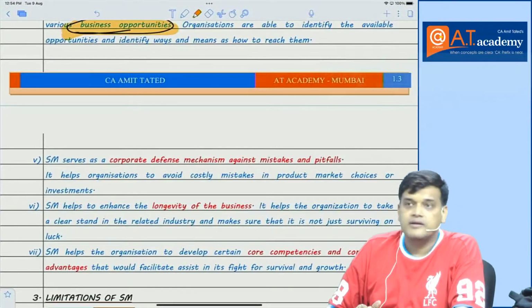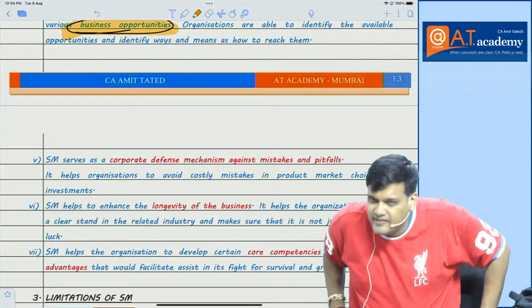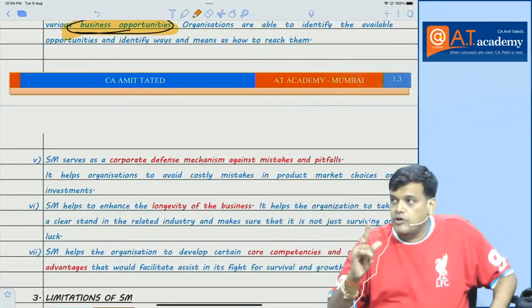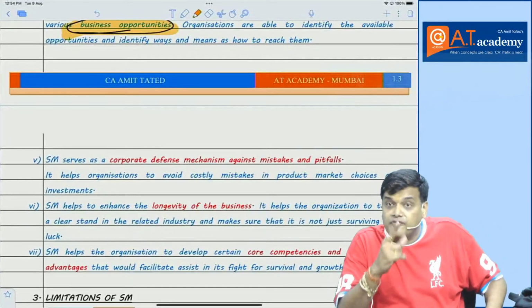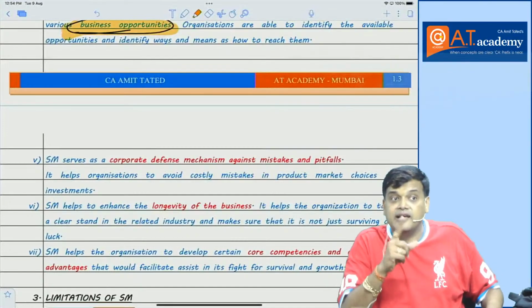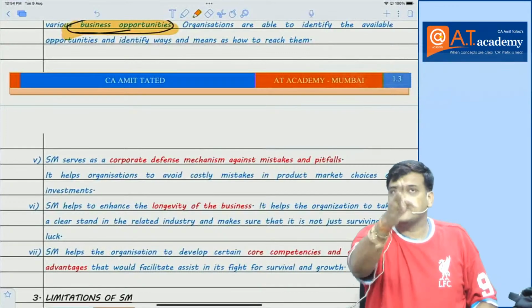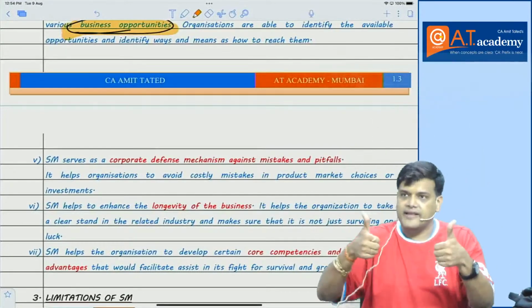Okay, so how many benefits of SM are there? Easy answer. But I am telling you, I explained each of the elements. If it has impact on case study, please be clear on each element. Seven points. First, it gives a direction. Second, it gives a framework.